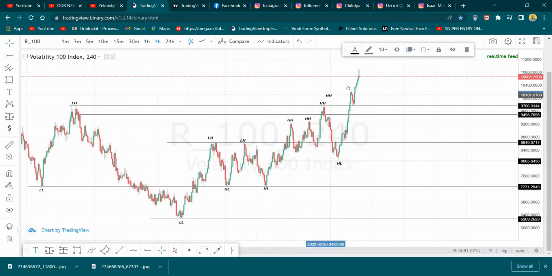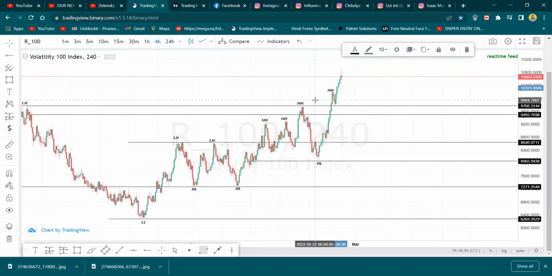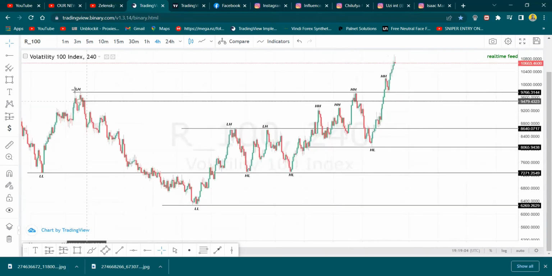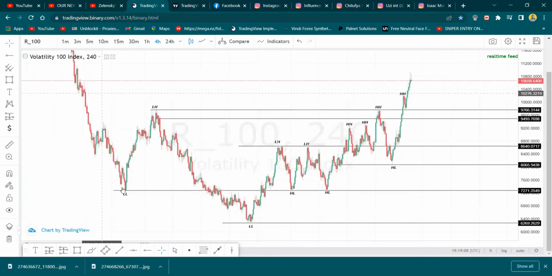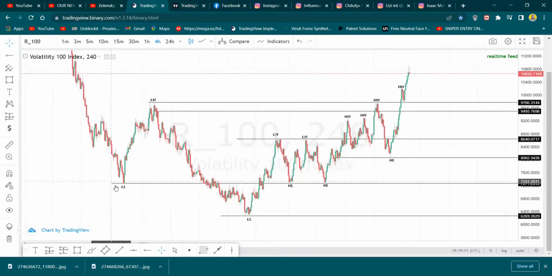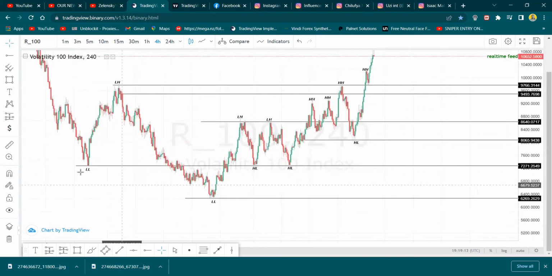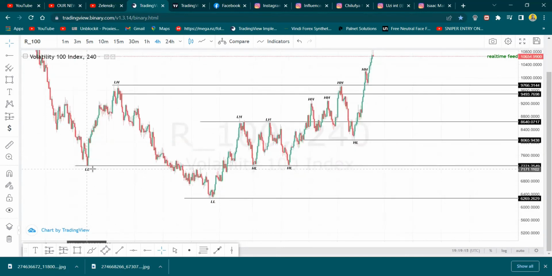So this, though it's not really clear, you can actually identify it as a high because it retraced for a bit before breaking that high. Now, this is called the lower high because it's lower than the previous high. This is called the lower low because it's lower than the previous low. When this low is broken, it creates a new lower low. So if this low was broken, it creates a new lower low.